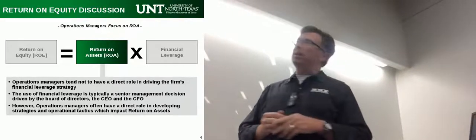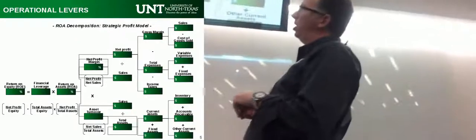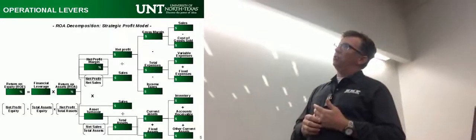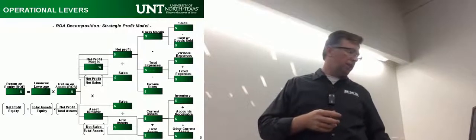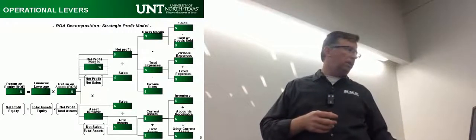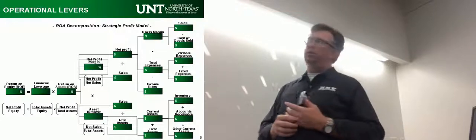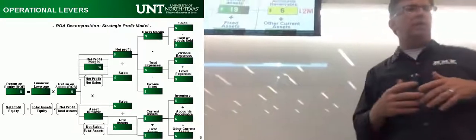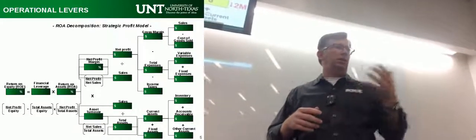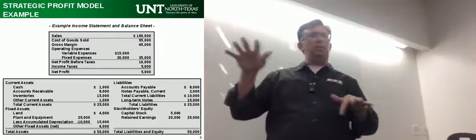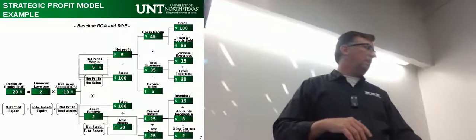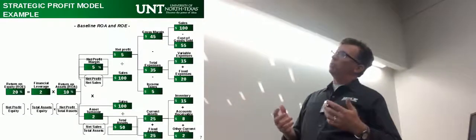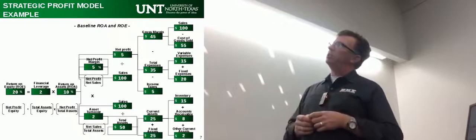So one of the key questions then is, how do I affect return on assets and thus return on equity? There are lots of different drivers. There are sales drivers, cost drivers, and asset utilization drivers. You should be familiar with the basic construct of a strategic profit model. If you're given an income statement and a balance sheet, you ought to be able to populate those things. You ought to be able to see what my asset turnover is, what my financial leverage is.